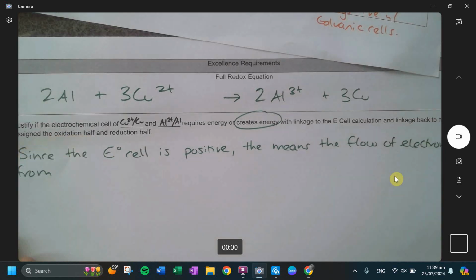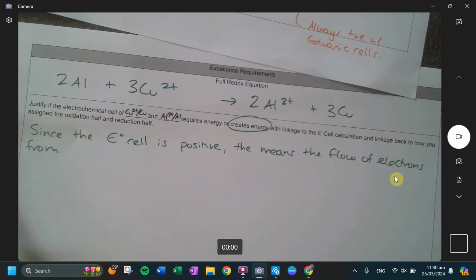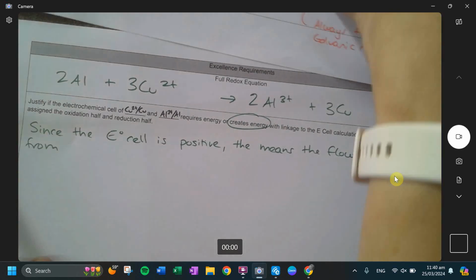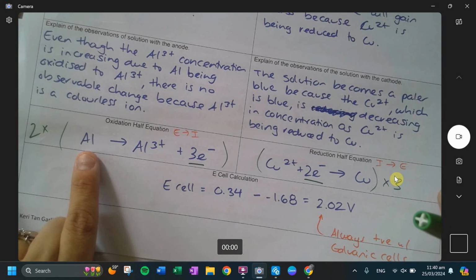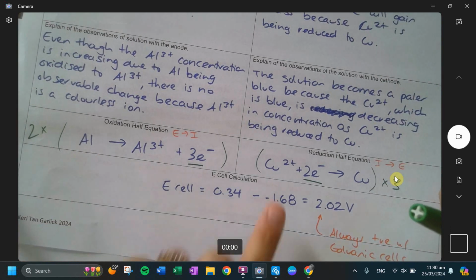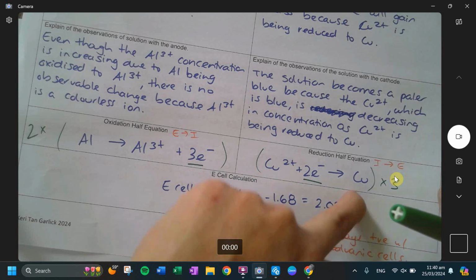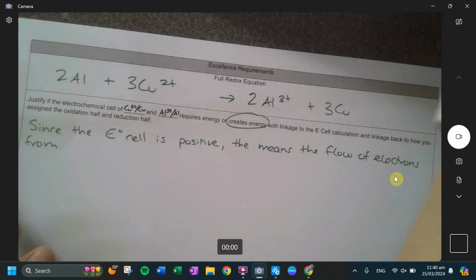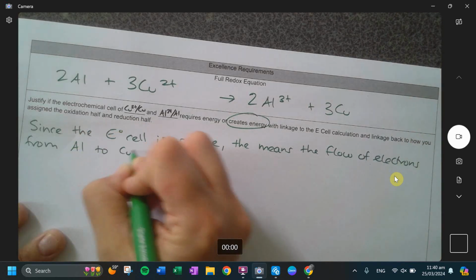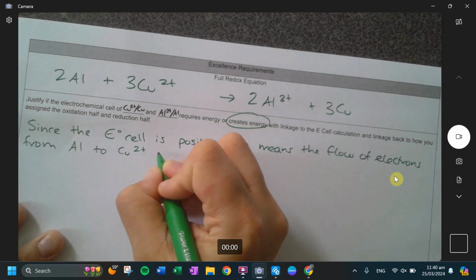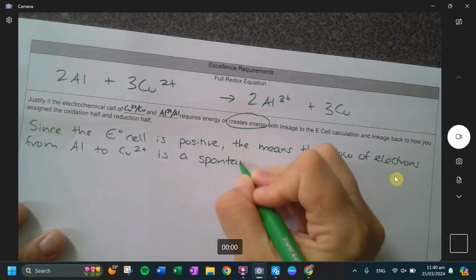from, now we have to think about this when we're thinking about what's happening with that redox reaction. Where are these electrons coming from? They are coming from the oxidation reaction, so they're coming from aluminium. Where are they going? They are going to the copper 2 ion because the copper 2 ion is going to gain them and become the copper element. So this is a spontaneous reaction.